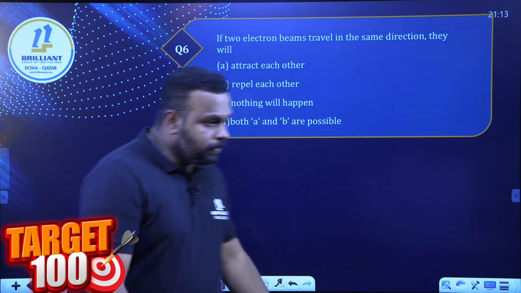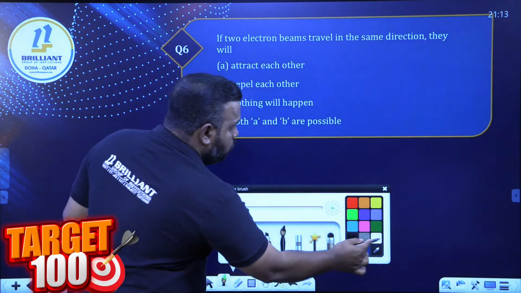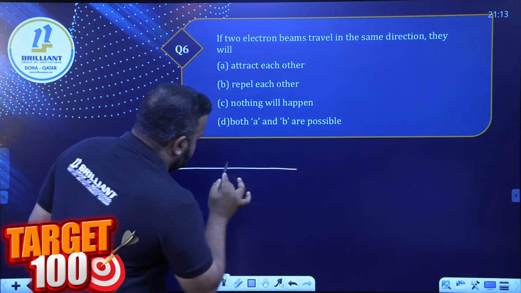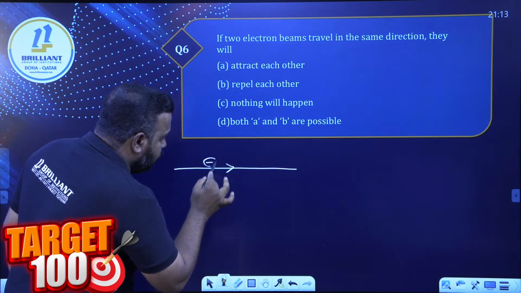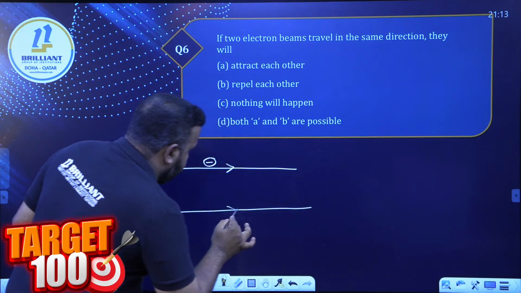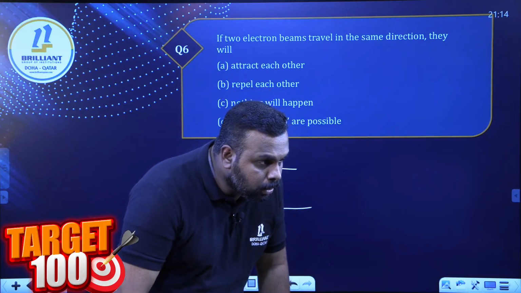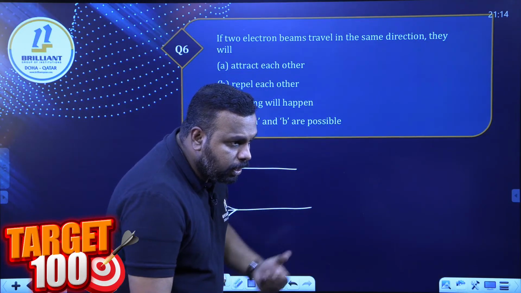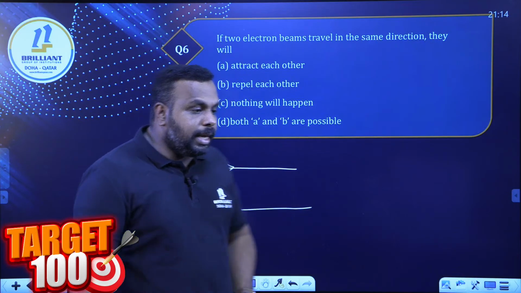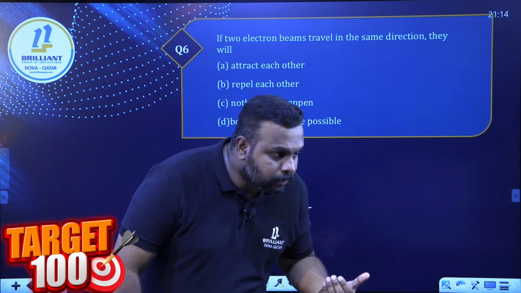Comment your answers. Two electron beams are traveling. So you can take one electron going like this. Electron means it's a negatively charged particle, and another one is also going this way. What will happen to these electrons? That's the question. I can see both answers. Option A is there, option B is there. Attract each other and repel each other. What is the right answer?